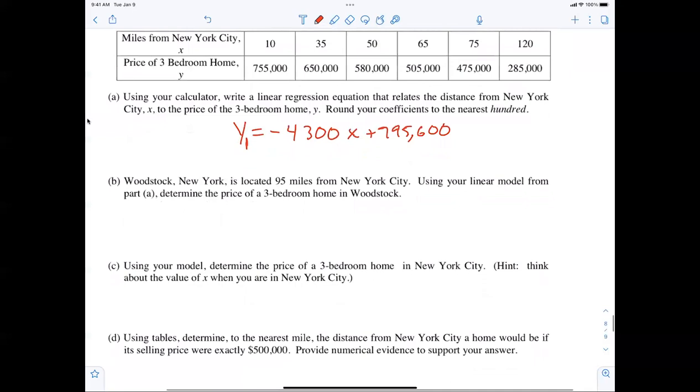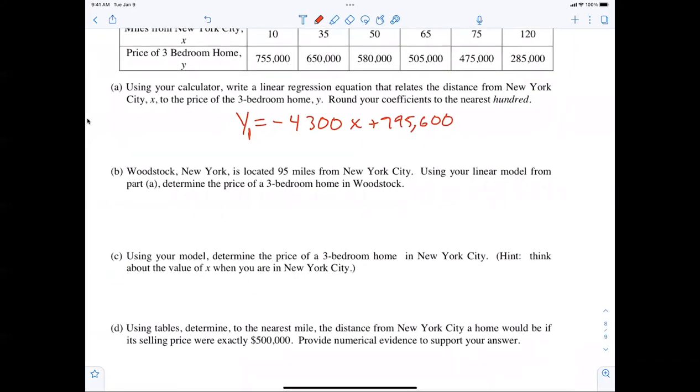Now, like I said, we have that. So it says Woodstock, New York is located 95 miles from New York. Using your linear model, determine the price. All right. So on your table, all you have to do is plug in what number? 95. And so what's the price going to be? It's about 387,000.